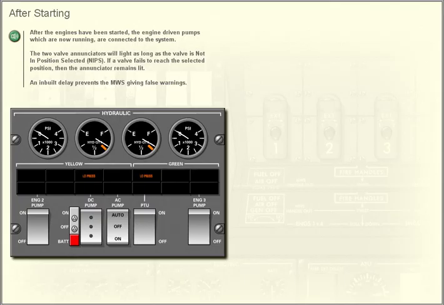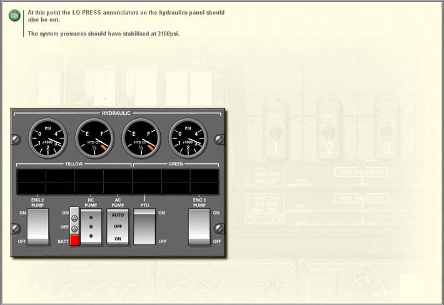After starting. After the engines have been started, the engine-driven pumps, which are now running, are connected to the system. The two valve annunciators will light as long as the valve is not in position selected. If a valve fails to reach the selected position, then the annunciator remains lit. An inbuilt delay prevents the MWS giving false warnings. At this point, the low-pressure annunciators on the hydraulics panel should also be out. The system pressures should have stabilized at 3,100 psi.